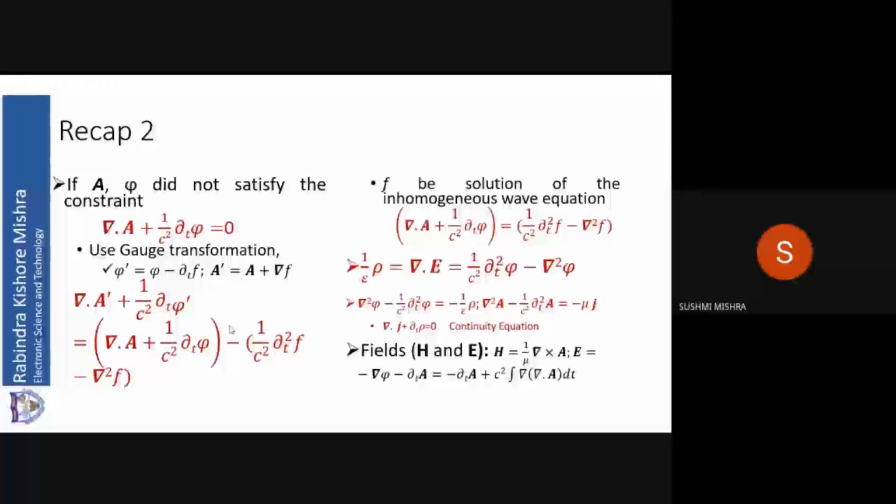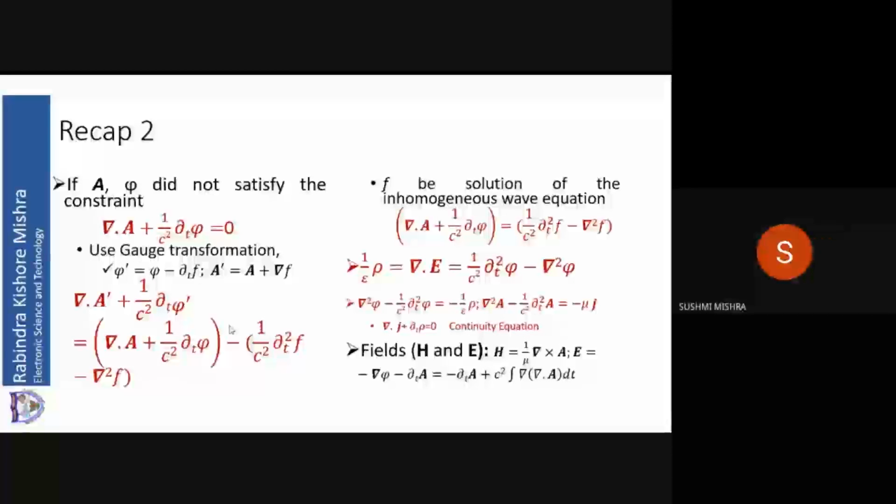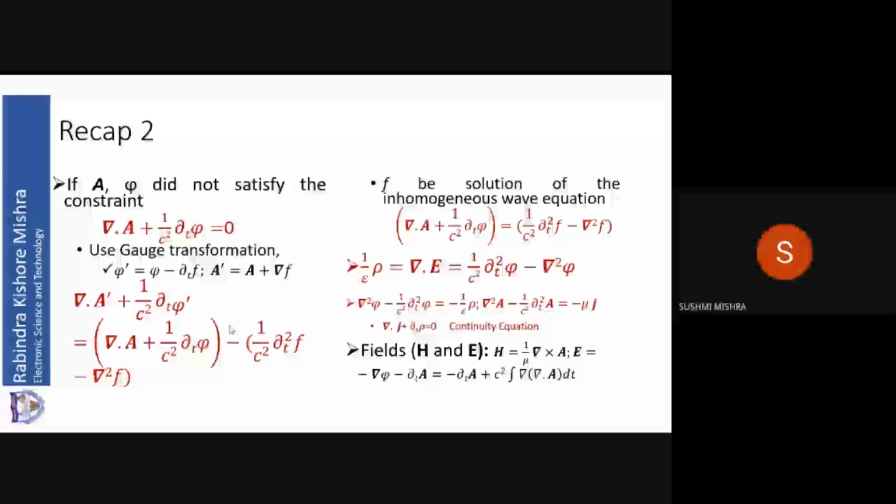H is equal to 1 upon mu curl of A, that gives me H. Once I have found A, then E is equal to minus grad phi minus dou A by dou t. Instead of using grad phi, I can apply the Lorentz condition for grad phi, and I can say dou A by dou t plus c square times the integration of the gradient of divergence of A dt.